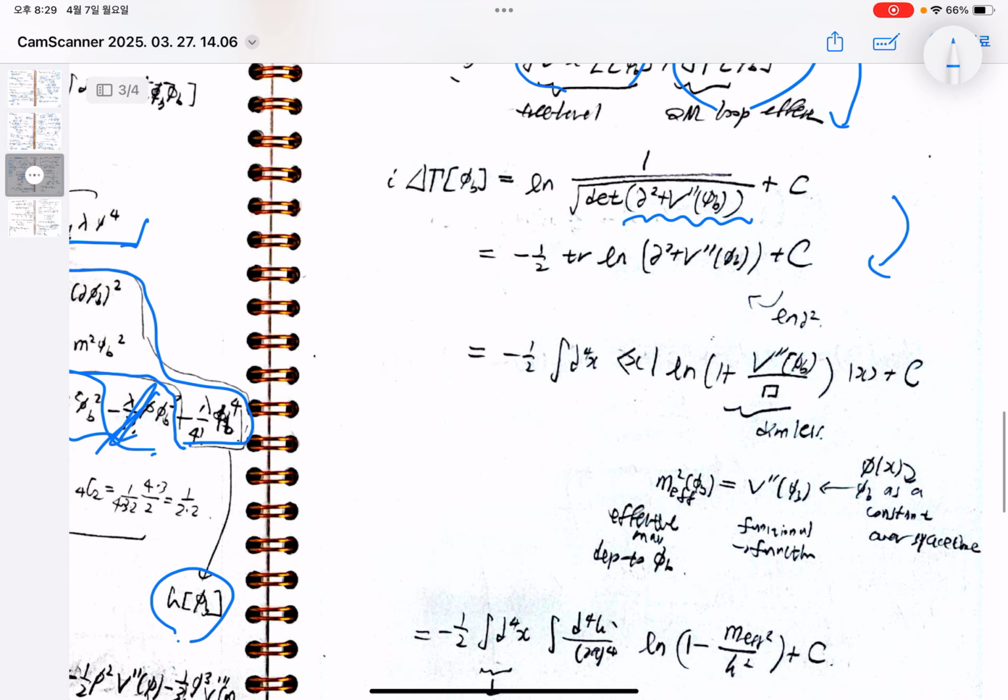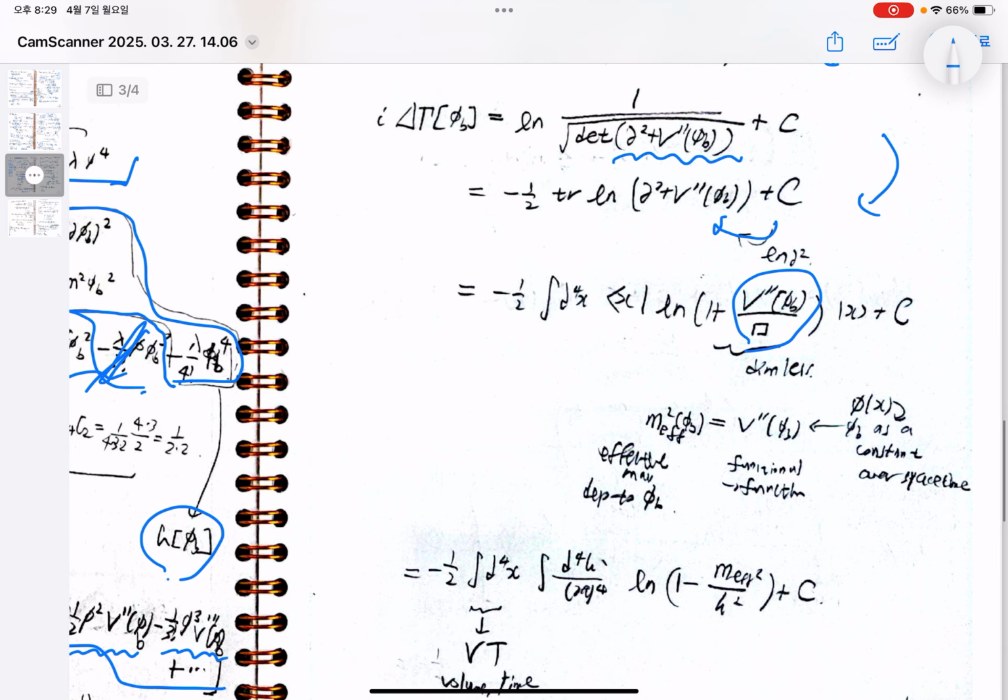And some constant terms go inside the logarithm, so that the inside of the log becomes a dimensionless quantity. And such a second derivative of the potential about the background field becomes the effective mass of the background field. This depends on phi_b.